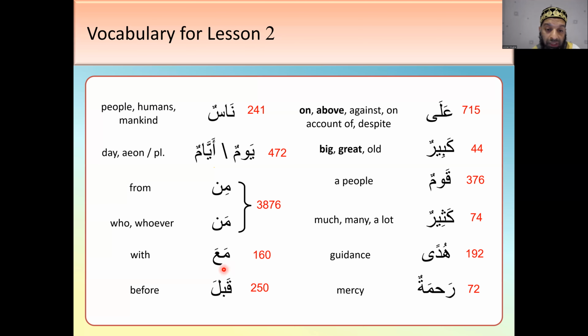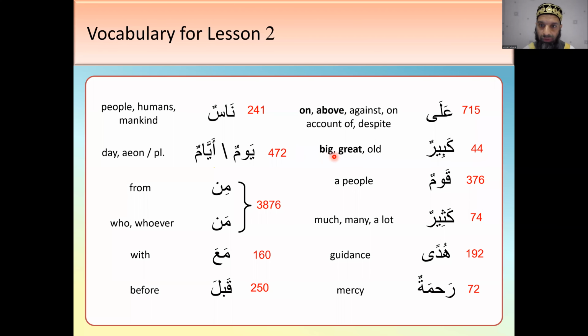Ma'a means with. Qabla is an Urdu word as well. Qabl. It means before. Qabla, before. 250 times. Ala means on. Could mean above. Could mean against. On account of, despite. But most of the time, on. Just understand it to mean on. Ala, 715.